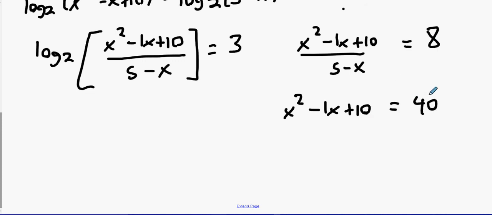40 minus 8x, all over one side. Yeah, there we have it. 2 and 5.